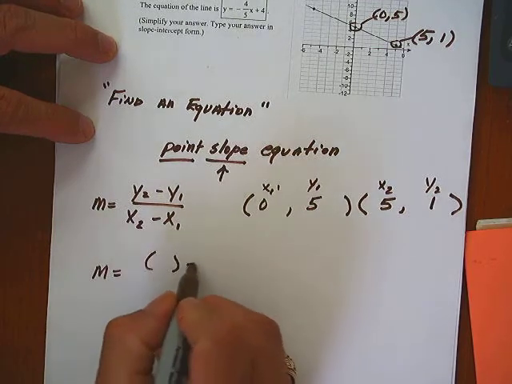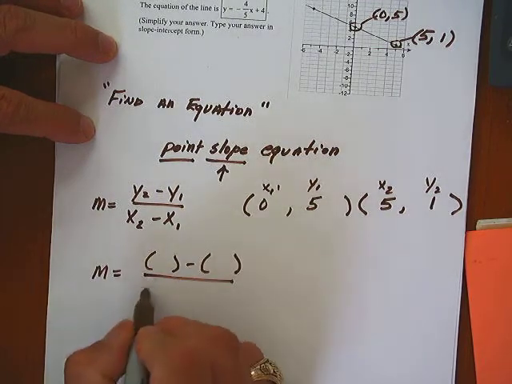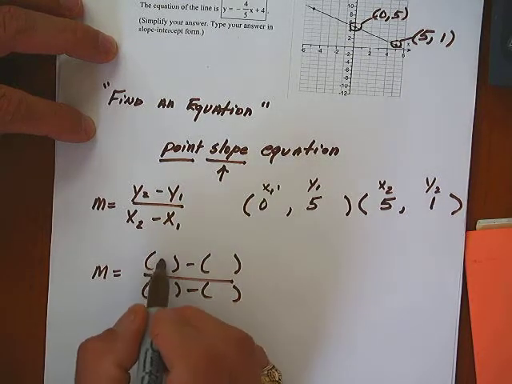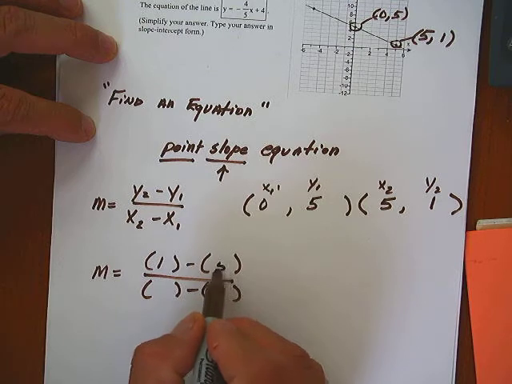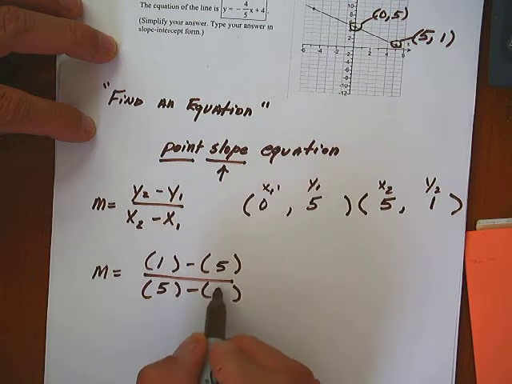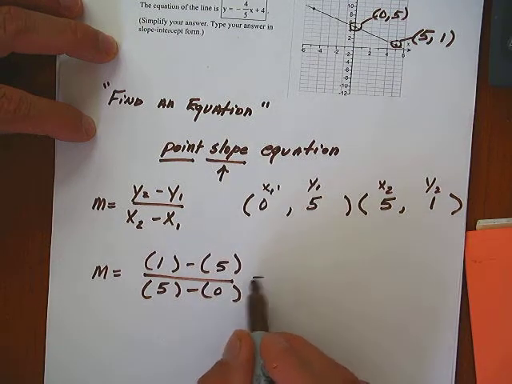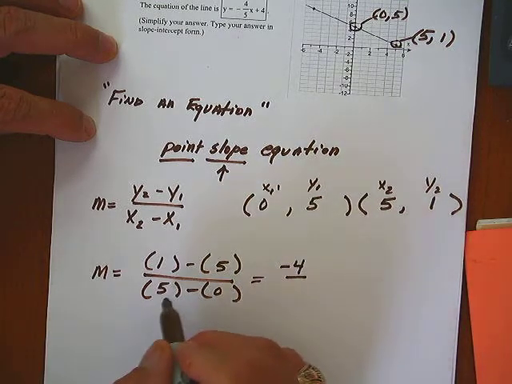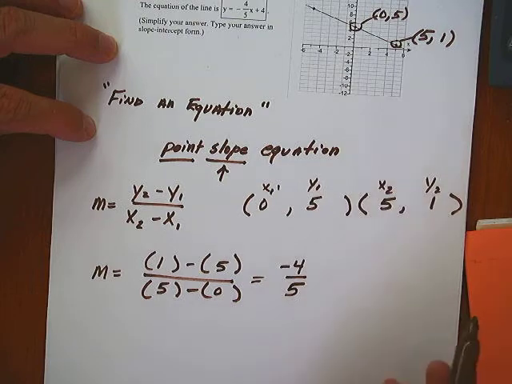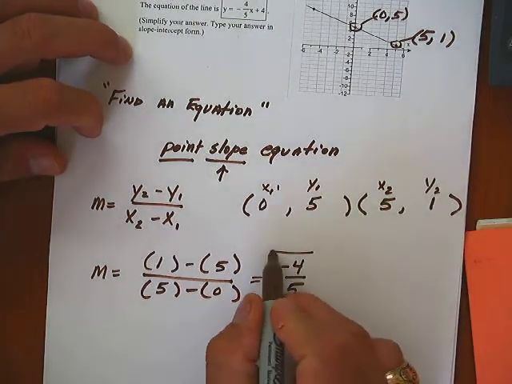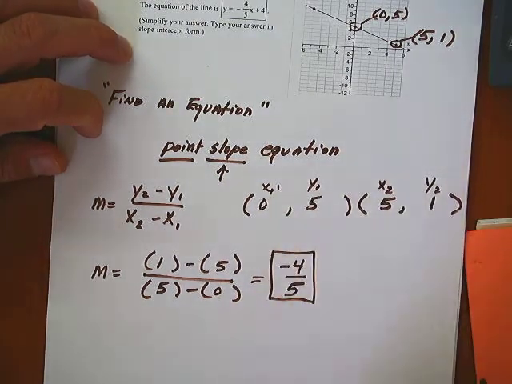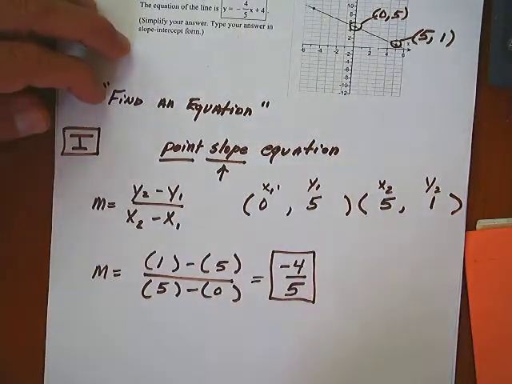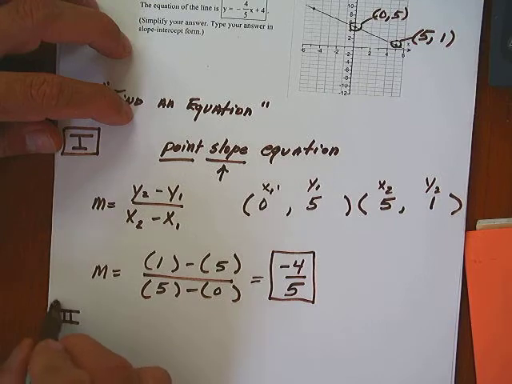Plug and chug. M is equal to parentheses minus parentheses over parentheses minus parentheses. And plug and chug. 1 minus 5 over 5 minus 0. And that's going to be equal to 1 minus 5 is negative 4. And 5 minus 0 is 5. So our slope is equal to negative 4/5. Now, that's the first part of the point slope equation. You got to calculate the slope.